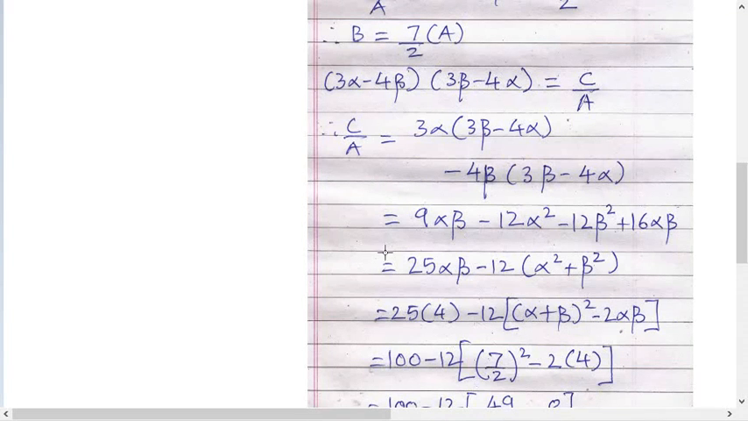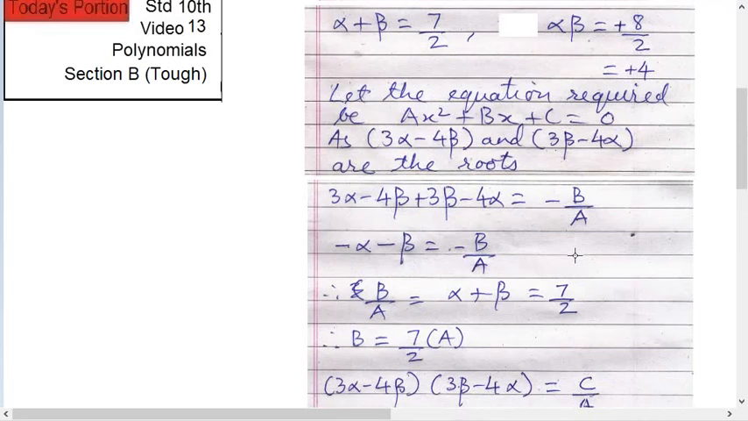Okay. Now, do you know the value of alpha beta? Yes. Do you know the value of alpha square plus beta square? No. What you know is the alpha plus beta value. See this, we have done it over here. Alpha plus beta is 7 upon 2.